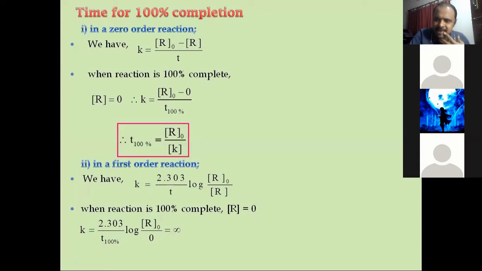Sir, we can write log r0 by r is equal to log r0 minus log r, sir. We can consider log r to be 0. Log 0 is minus infinity. Minus of minus infinity, again plus infinity. Correct. It's not a question of mathematics, Mr. Vallabh. Mathematically, whatever you do, it has to give infinity only, fine.